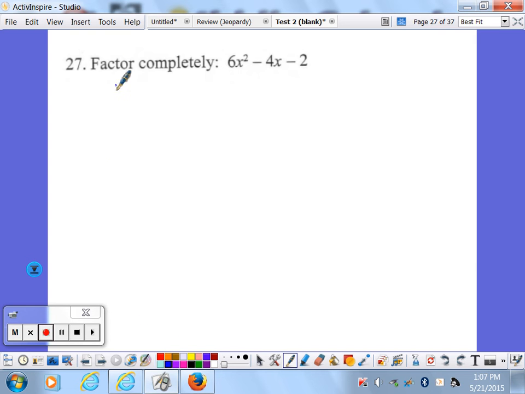Number 27, factor completely. We've seen this one before, so factor completely, remember, that means that you will factor more than once, always. So you need to go through your methods and ask yourself, in order, is there a GCF? If the answer is yes, you will do that. And then ask yourself, can I do the AC method? Or can I do dots? So I'll start you off here.